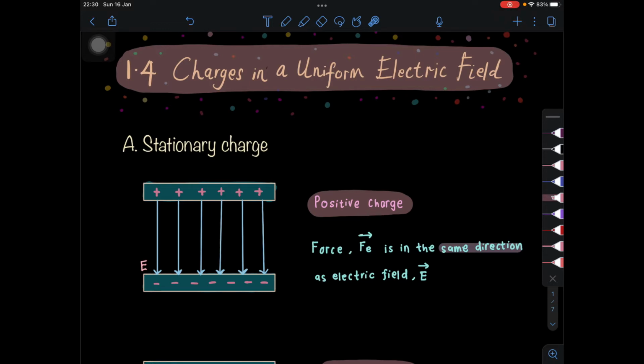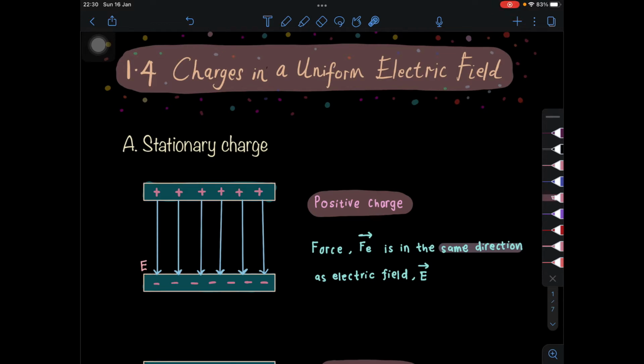So what does it mean by uniform electric field? Uniform here means that at any point inside the region, they will always have the same value of E, of electric field. That is what we mean by a uniform electric field. And remember, the direction of the electric field will always be going towards the negative plate. Here we have four different cases, and we are going to look at them one by one.